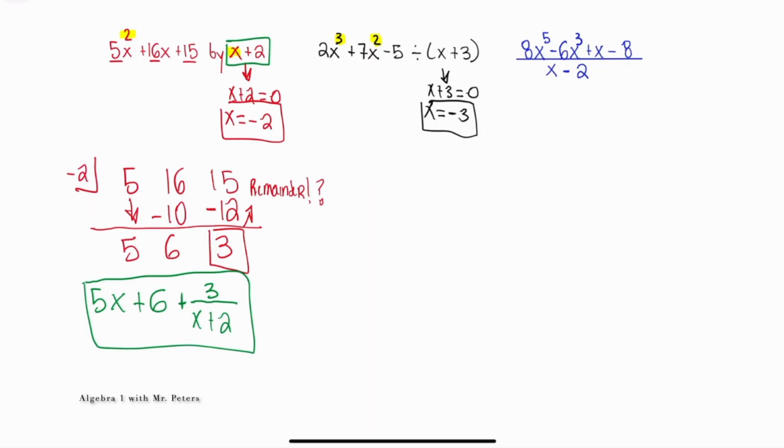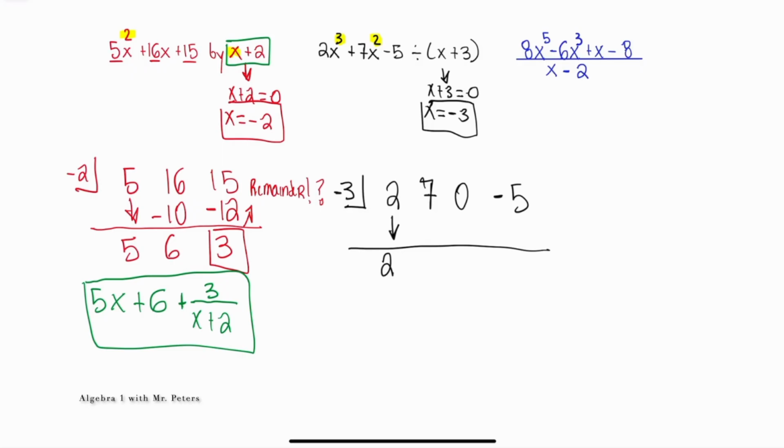So now we're going to write out our problem. We have -3, and then we write our coefficients. So we have 2, 7, and then for the x to the first power, anytime we're missing a term like this, we're going to use 0 as a placeholder. So we substitute 0 in, write the rest of the problem. And this works for both synthetic and long division.